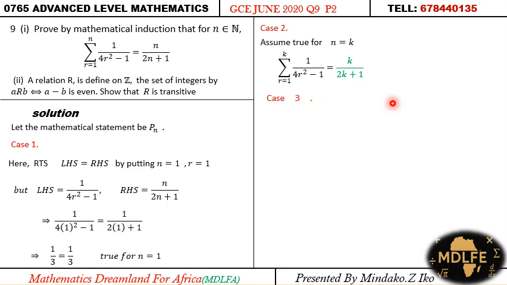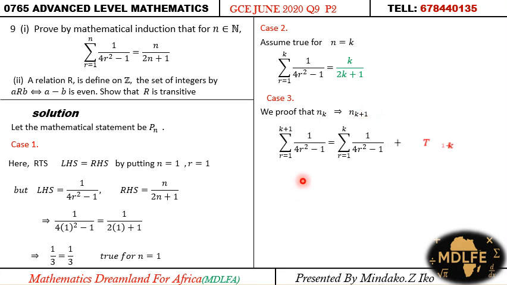Now the last case is where we prove that n equals k implies n equals k plus 1. It means that we are using the case n equals k to prove n equals k plus 1. And how are we going to do that? We have the summation from r equals 1 right up to k plus 1 of 1 divided by 4r squared minus 1 being equal to the summation from r equals 1 right up to k of 1 divided by 4r squared minus 1, then plus the k plus 1 term.